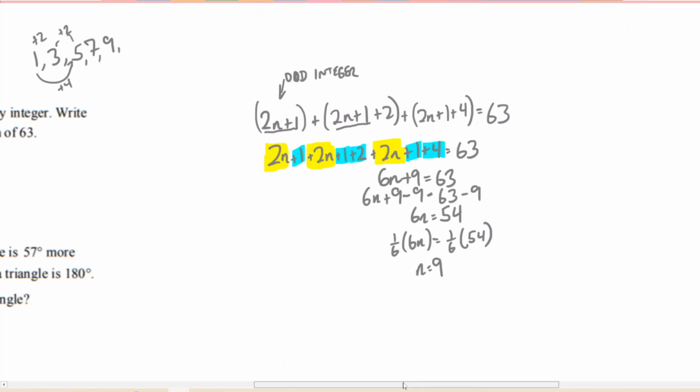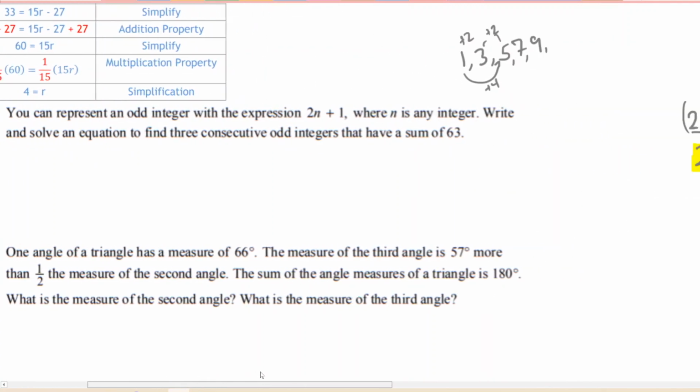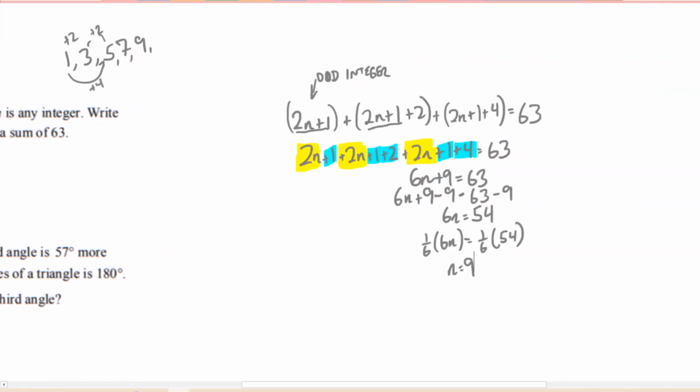If n equals 9, just is to write and solve. So that's what we got. We wrote an equation, and we solved the equation. N equals 9.